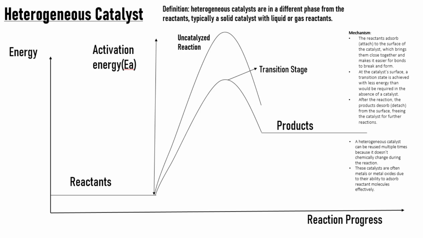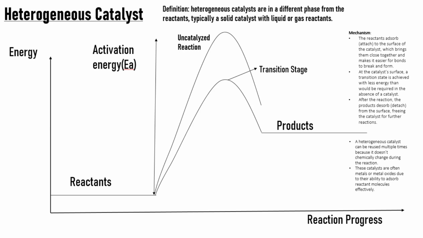Okay, now let's move on to heterogeneous catalysts. As shown in the slide, heterogeneous catalysts are in a different phase than the reactants. For example, in many industrial reactions, the catalyst is solid while the reactants are in a liquid or gas state. So how does this catalyst work?